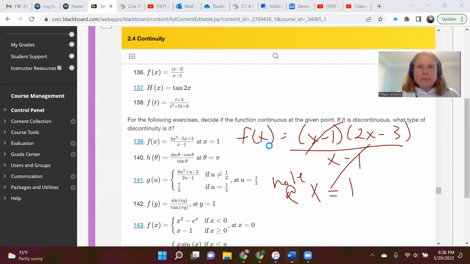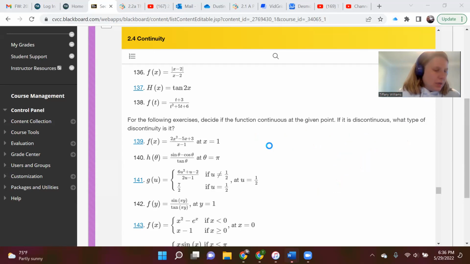Let's do 141. So number 141, we have a piecewise defined function. We've got g of u equals 6u squared plus u minus 2 over 2u minus 1 if u is not equal to 1/2, and then 7/2 if u is equal to 1/2. I think this one may do exactly what we just talked about in the previous example.